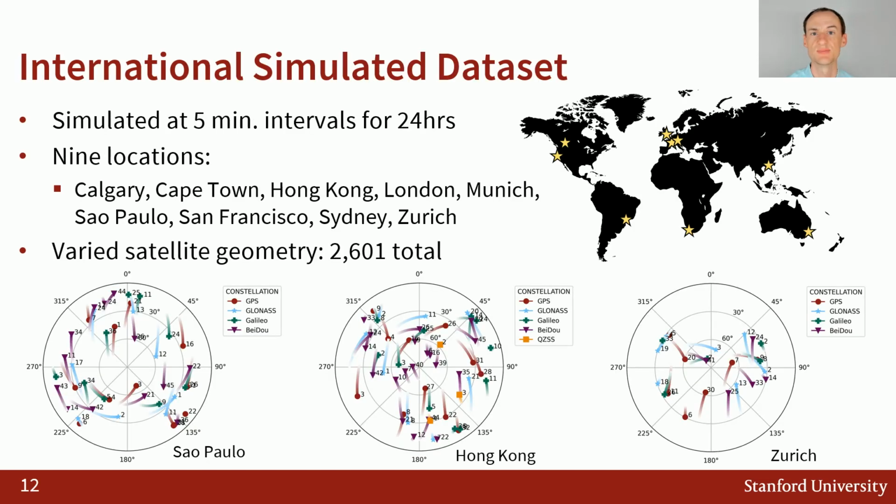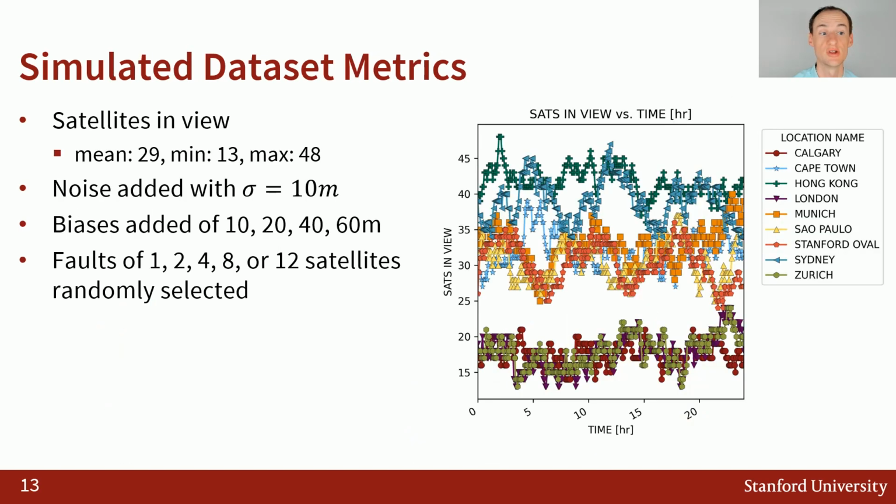So now I'll explain some experimental verification. For experimental verification, we used a simulated dataset from 9 locations across the world, and the goal of this dataset was to create a large number of varied satellite geometries. In some locations, we created a larger elevation mask. So Zurich is one of those, where we added a 30-degree elevation mask to decrease the total measurements. So across this dataset, the graph on the right shows you the number of satellites in view. We have a maximum of 48 satellites, so a large number of measurements, a minimum of 3, and the average is 29, which is still a large number of measurements.